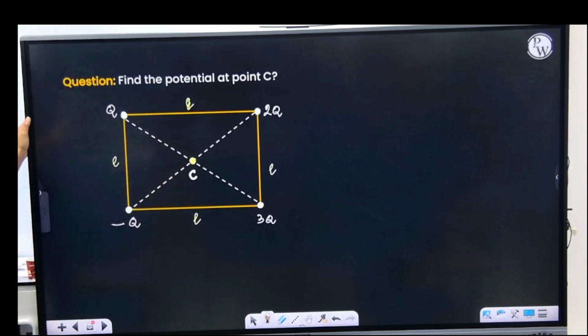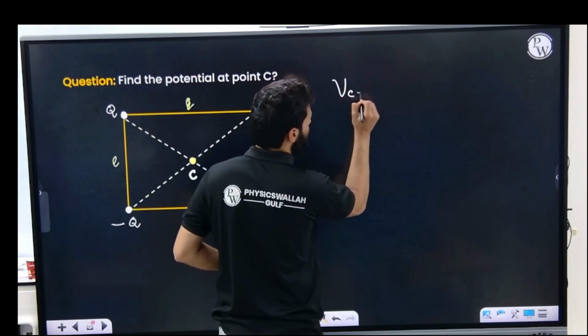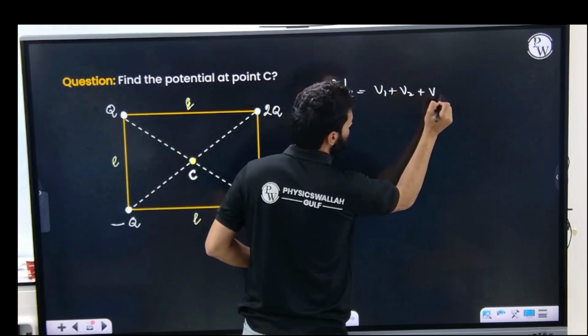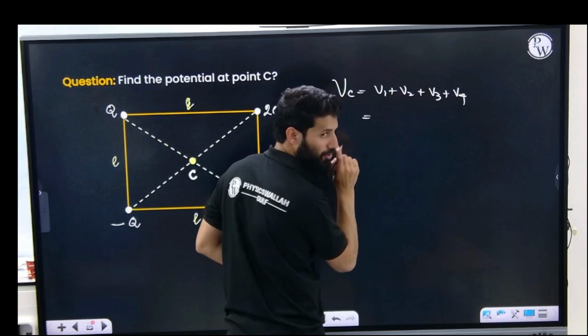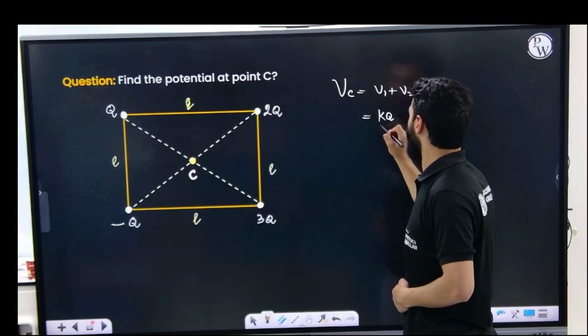That is a different thing. Here, potential at C, no need to worry about direction. Potential at C is V1 plus V2 plus V3 plus V4. How many charges do we have? 4 charges. Due to one charge, let's suppose this is one, what is the potential? Kq by R.